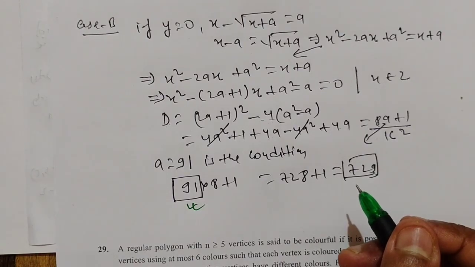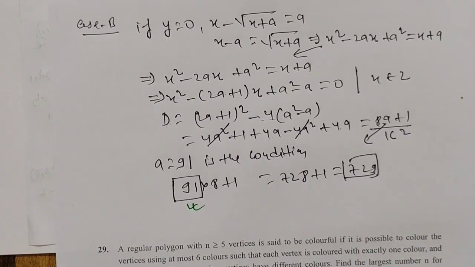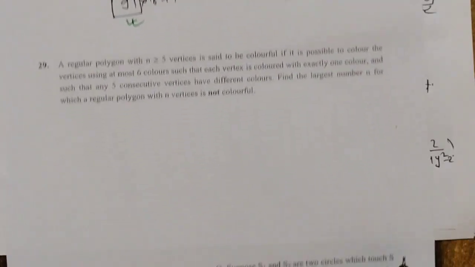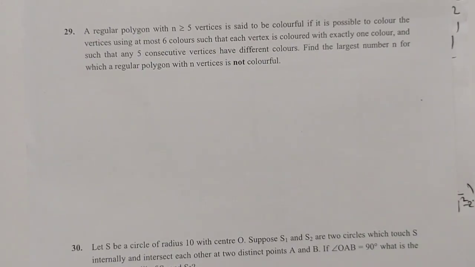Now in problem number 29, we have a regular polygon with n greater than or equal to 5 vertices is said to be colorful if it is possible to color the vertices using at most 6 colors, such that each vertex is colored with exactly one color, and such that any 5 consecutive vertices have different colors. Find the largest number n for which a regular polygon with n vertices is not colorful.